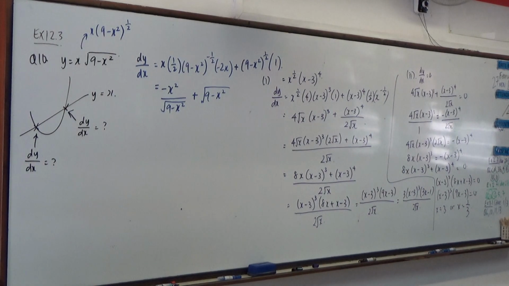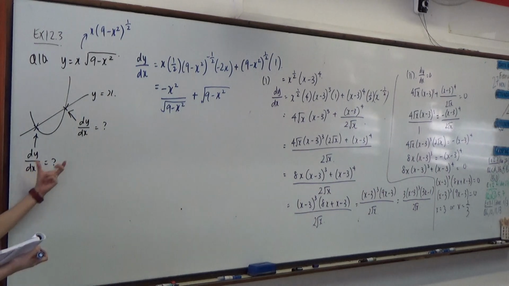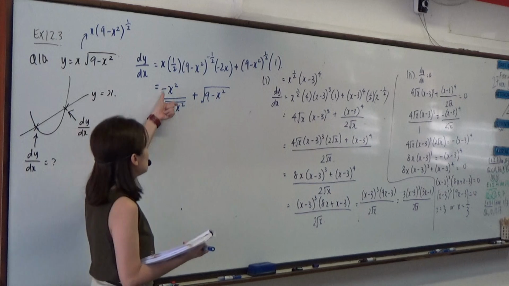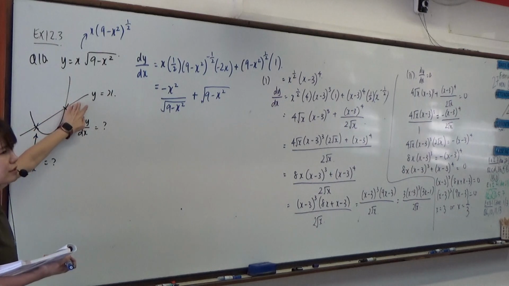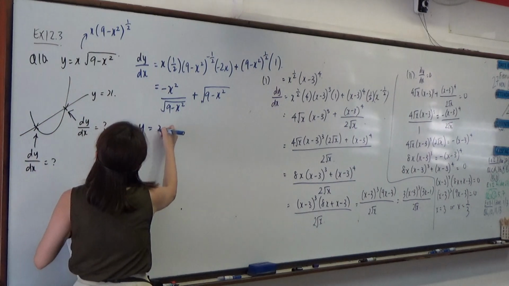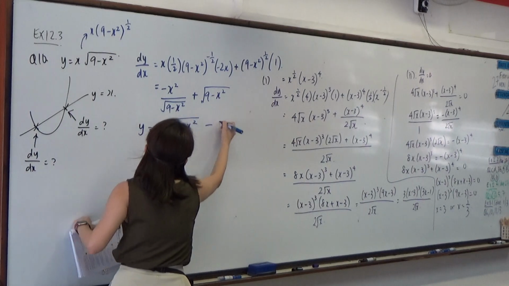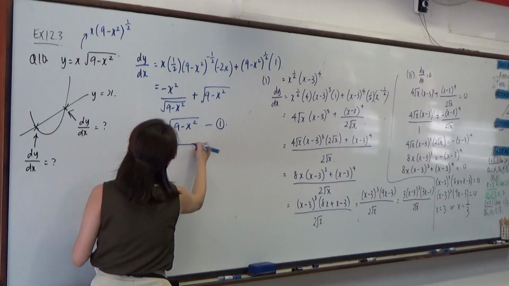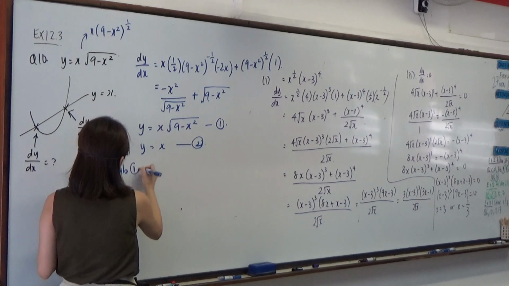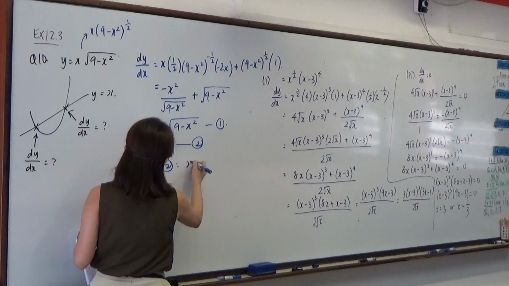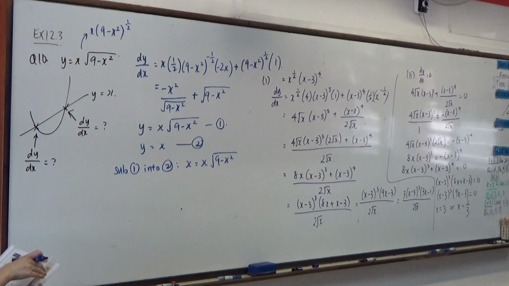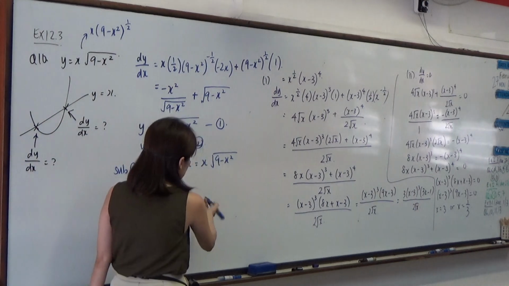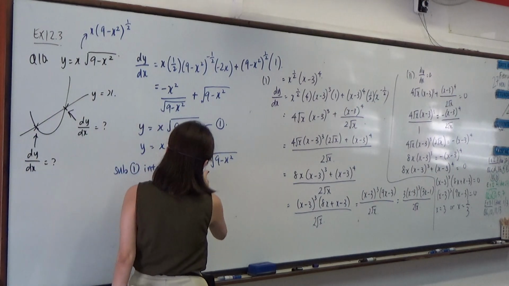Since I want to know the exact gradient value, I must know the x coordinate at these 2 points. Therefore, we look at the curve's intersection with y equals x. So we need to solve simultaneously the equation of the curve as well as the equation of the line. We have x equals x square root of 9 minus x squared. Again, cannot cancel away the x. You need to do it by factorization.